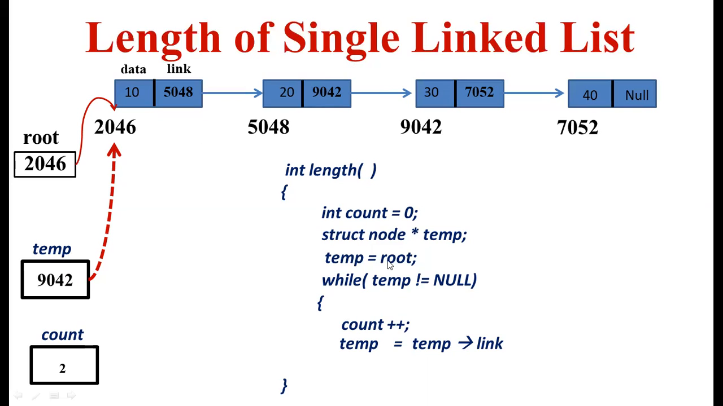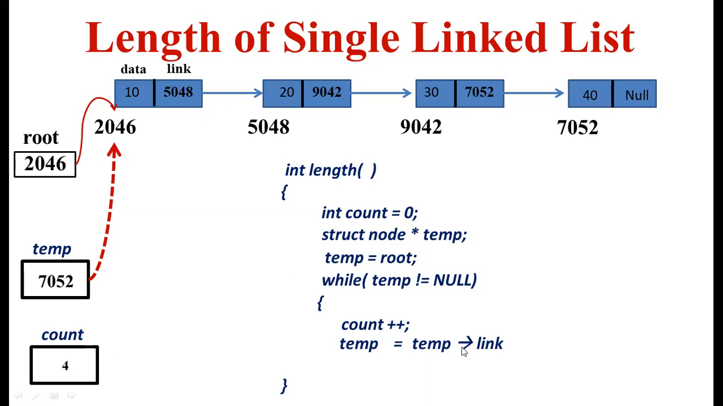Now again we come to the while loop. 9042 is not equal to null. So count plus plus, and now my count value becomes 3. Then again the temp to link value will be placed into temp. What is the link of 9042? It is 7052. So now the 7052 value will be placed here. Okay. Again 7052 is not equal to null, so count plus plus. What is my count? Count value becomes 4.